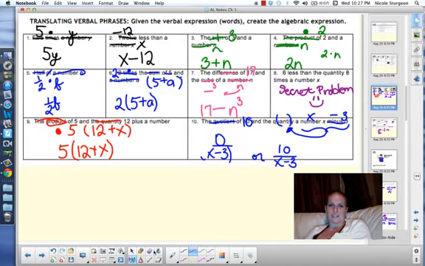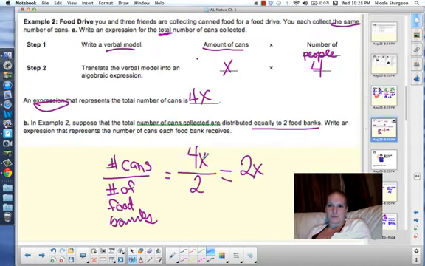Looks like I have some cleaning up to do. Hopefully you paused it before I put that answer up there. And if not, no problem. With or without parentheses. Let's go to the next one.